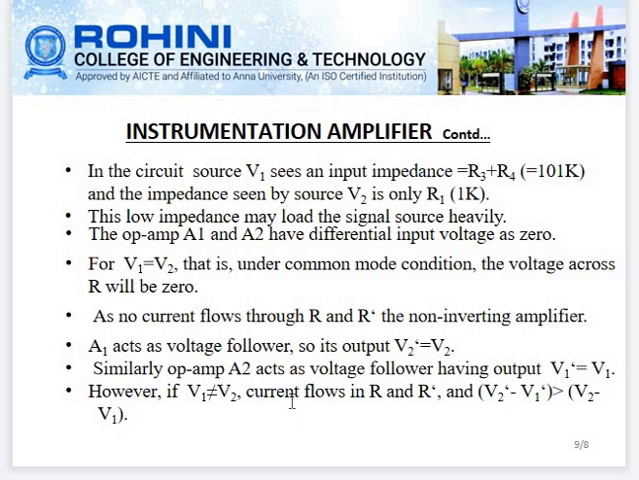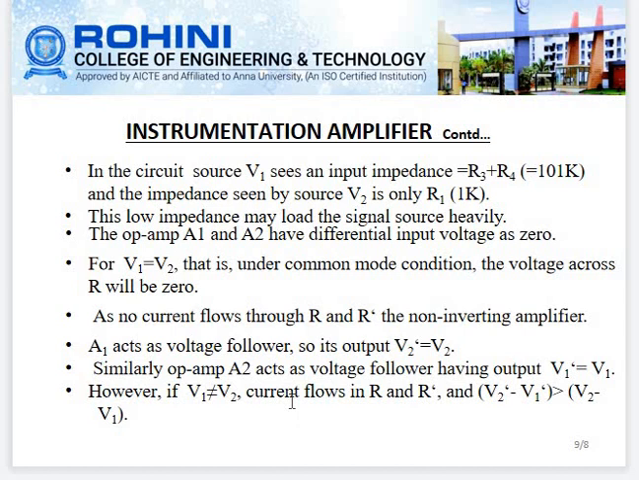In the circuit, the source voltage V1 sees an input impedance of R3 plus R4. Its typical value is 101 kilo ohm, and the impedance seen by the source V2 is only R1. Its value is 1 kilo ohm. This low impedance may load the signal source heavily. The op-amp A1 and A2 have a differential input voltage as 0.